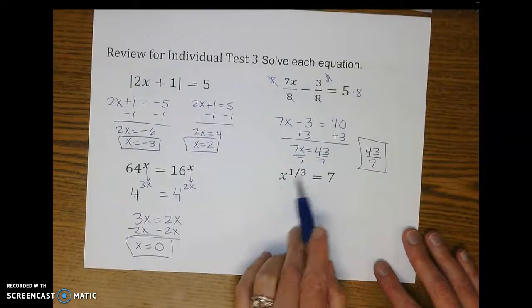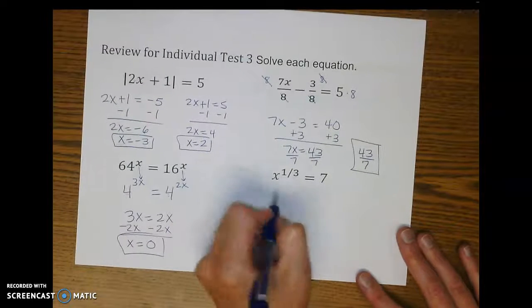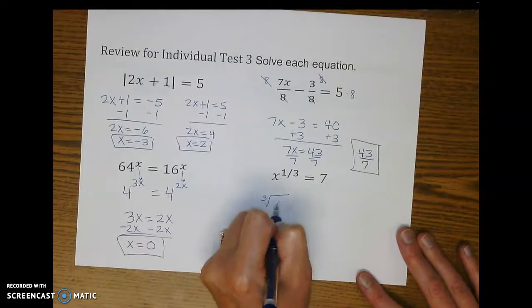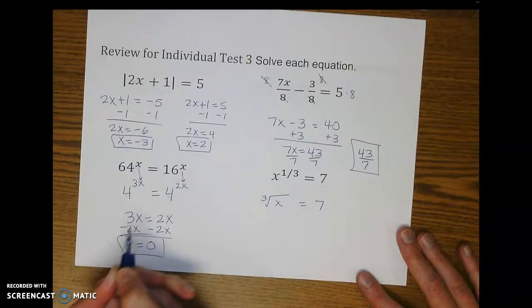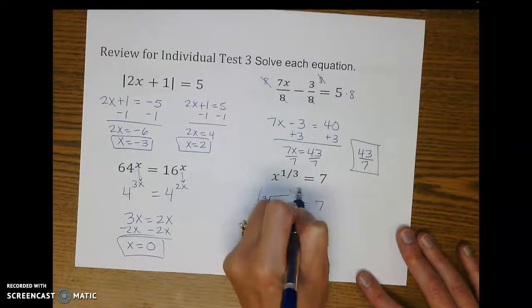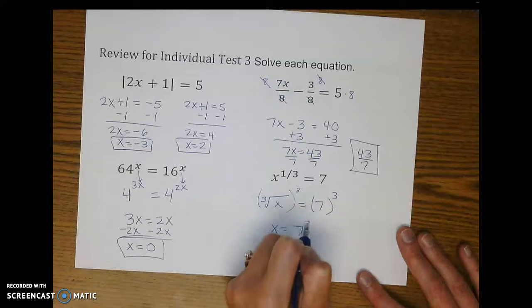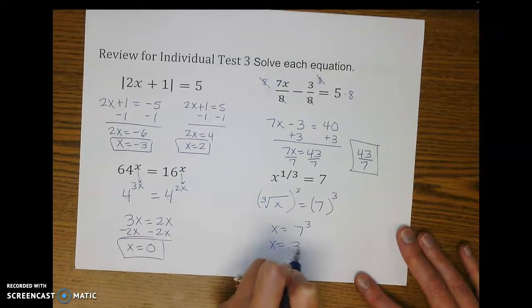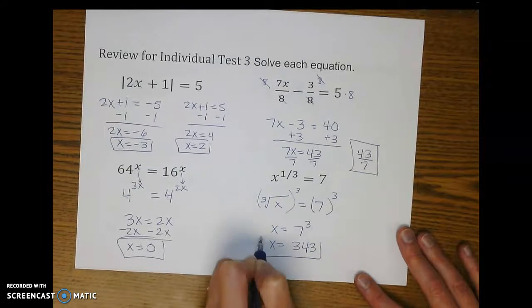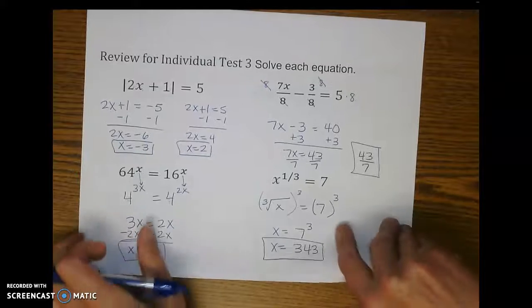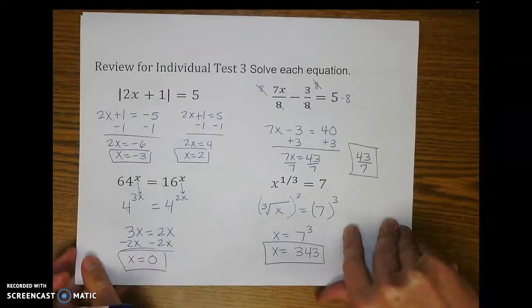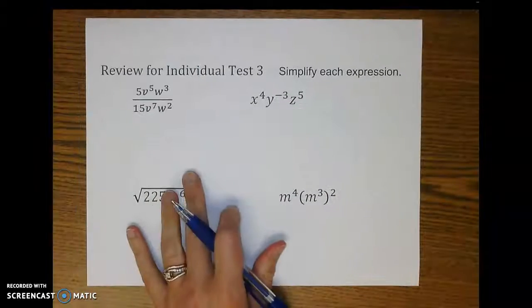All right, this one, x to the 1/3 equals 7. That's the same as taking the third root of x. I need to undo that. So to undo that, I'm going to cube both sides. So x equals 7 cubed, x equals 343 if you used your calculator or if you figured it out. 7 times 7 times 7. All right, next group.